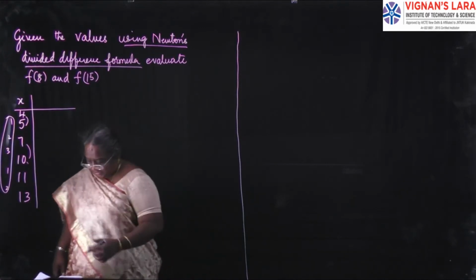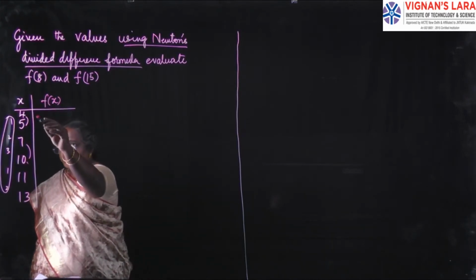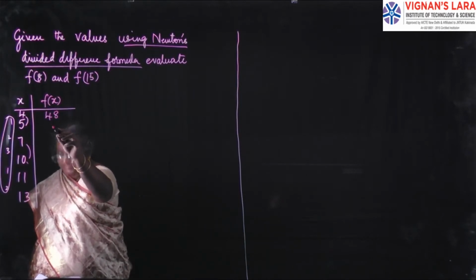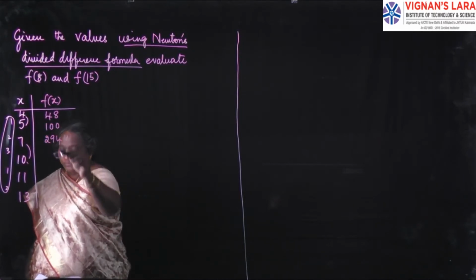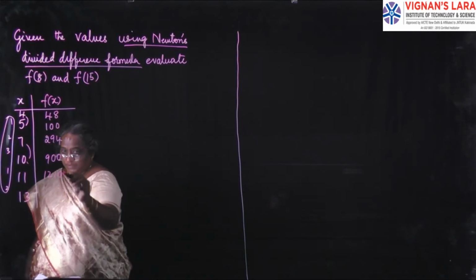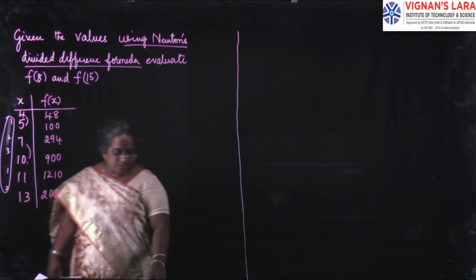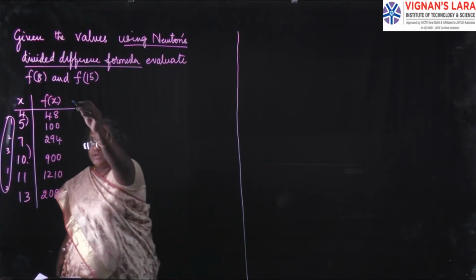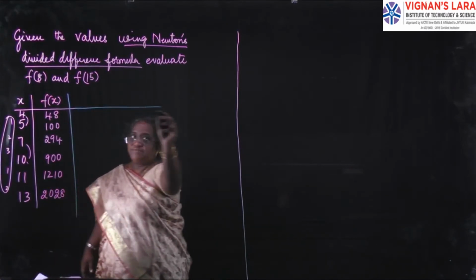So now see the corresponding values of x. Let us take them as f of x. Corresponding to 4, it is 48. Corresponding to 5, it is 100. Corresponding to 7, it is 294. Corresponding to 10, it is 900. For 11, it is 1210. And for 13, it is 2028. So these are the values given for us here. Because he asked us to use Newton's divided difference formula, we have to prepare the divided difference table.